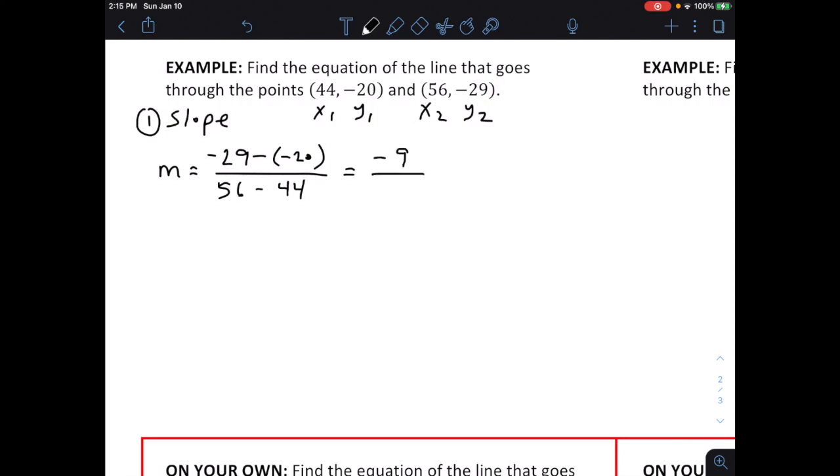56 minus 44 is 12. And this is kind of similar to one of the problems in the first assignment for this week, because we have a 9 and a 12. They're both divisible by 3, so we can reduce our slope to negative 3 over 4. Okay, so we found the slope. All right, number 2, we want to find the y-intercept.